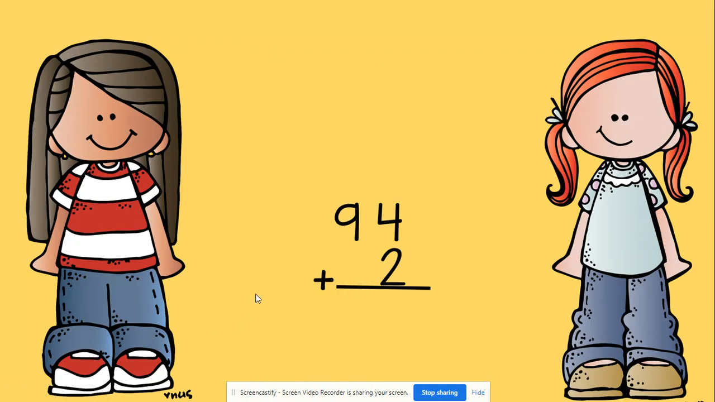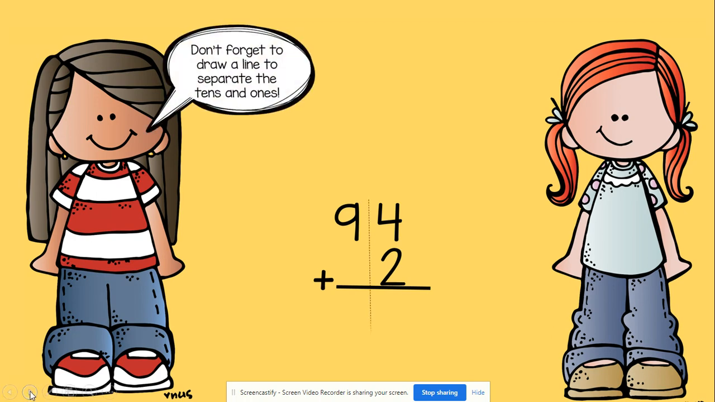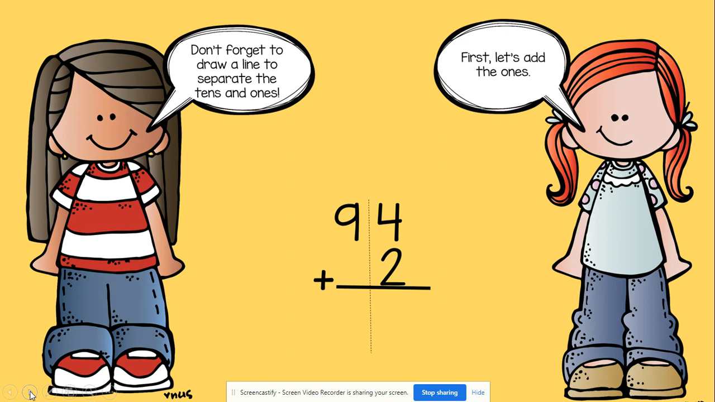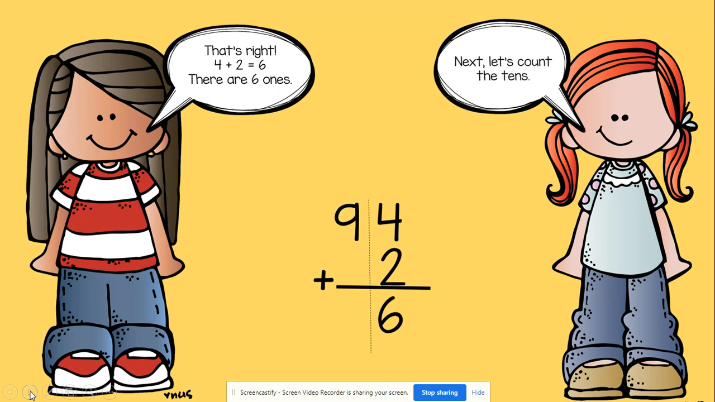Last one. Write this down on your whiteboard. 94 plus 2. And we're going to put our line down the middle. First, let's add the ones. 4 plus 2 is 6. There are 6 ones. Next, let's count the tens. How many tens are there? 9 plus 0 is 9.